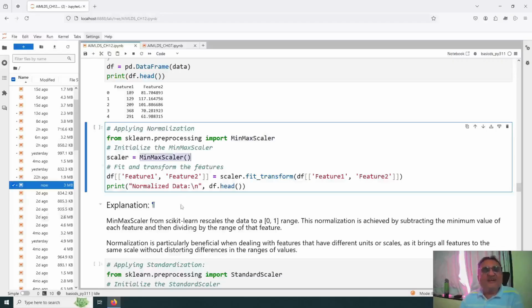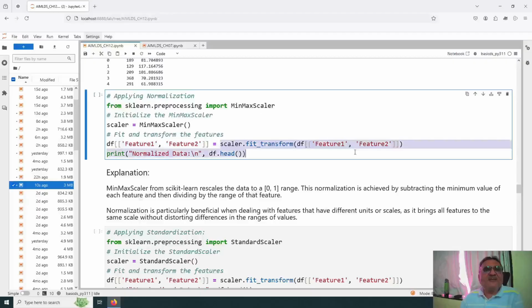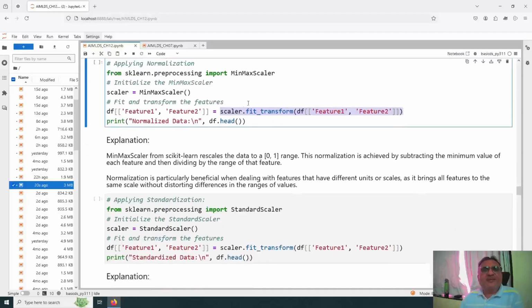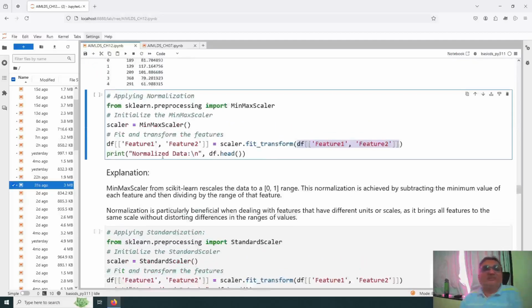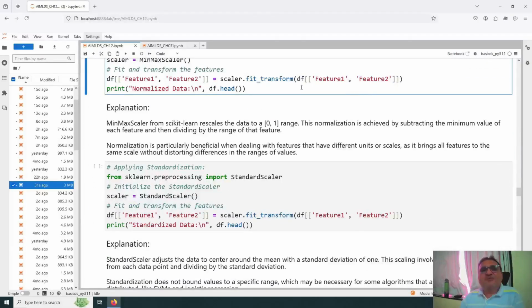And then next is apply. Don't look at this left side at present. Just apply that scaler object to the columns on which you want to apply, or to your entire data frame. So scaler.fit_transform. Okay, so apply this scaler object to which columns? Then df feature 1 and feature 2. You can simply write df also in this case because it has only 2 features, but it is good to explicitly specify to which features you want to apply the scaling.